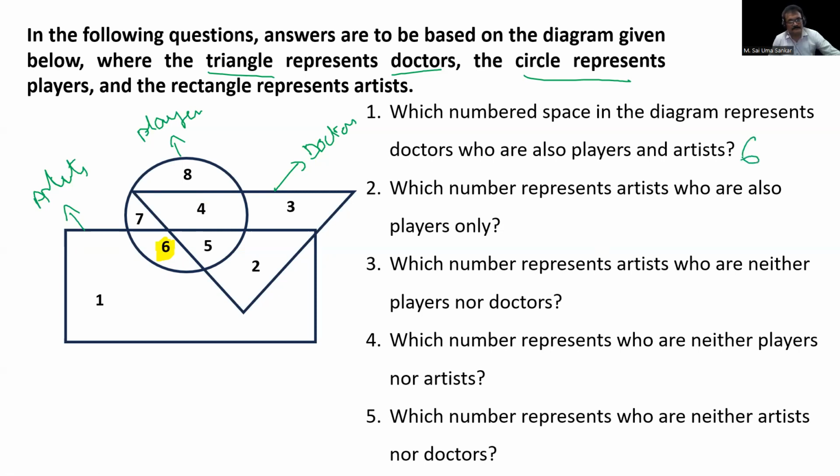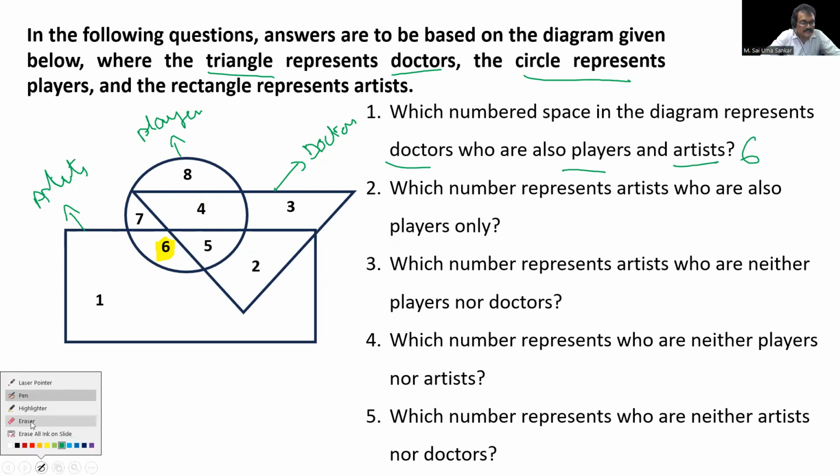Option 6. What is the next one? Which number represents artists who are also players? Here we require artists and players. Okay, here it is also the doctors, players, and artists. Okay, just a moment, all of you. A small mistake is there. The difference between the first one and the second one is different.